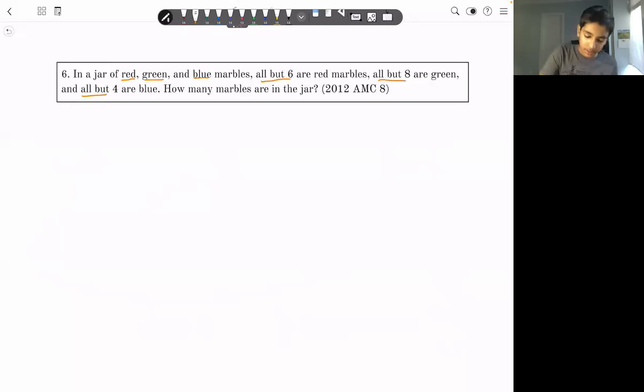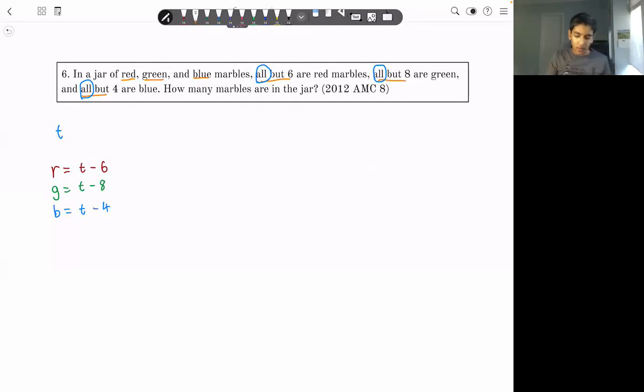So we see this all word appear so many times. So why don't we define a variable to be the total number of marbles? Let's say that T is equal to the total number of marbles in the jar. Now let's write some equations. All but 6 are red, so red equals the total minus 6. All but 8 are green, so green equals the total minus 8. And all but 4 are blue, so blue equals the total minus 4.